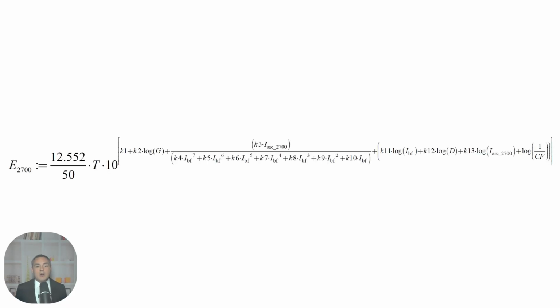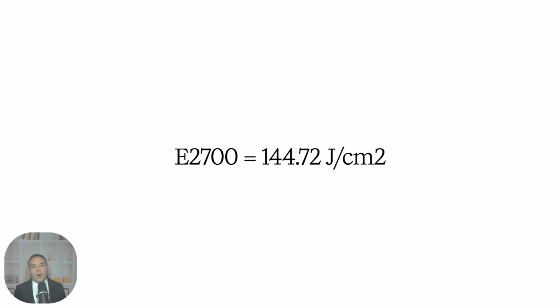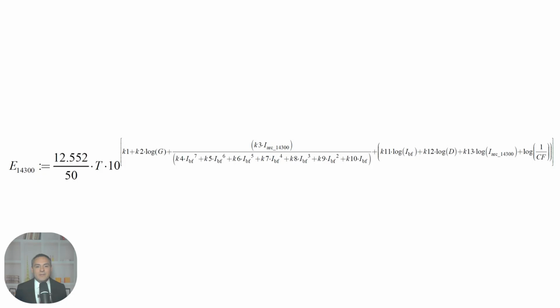The second equation is called E2700. The K1 through K13 coefficients are in table 4. The solution is 144.72 joules per centimeter squared. Third and last equation is called E14300.